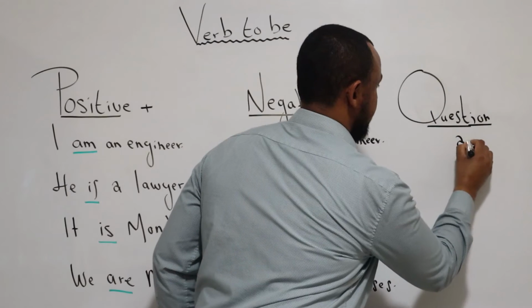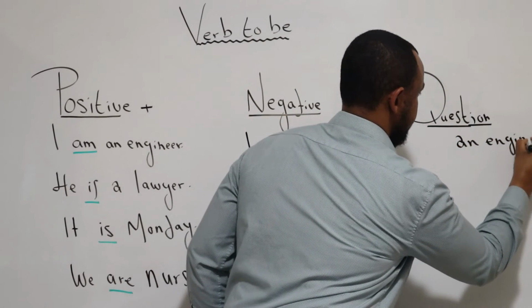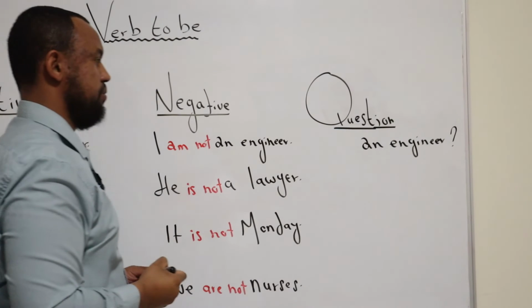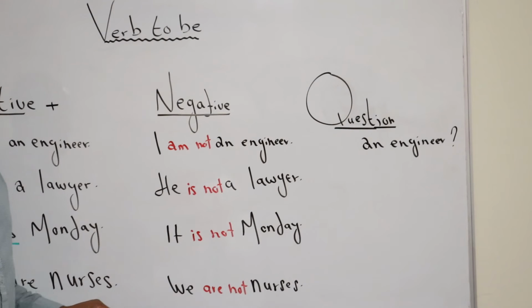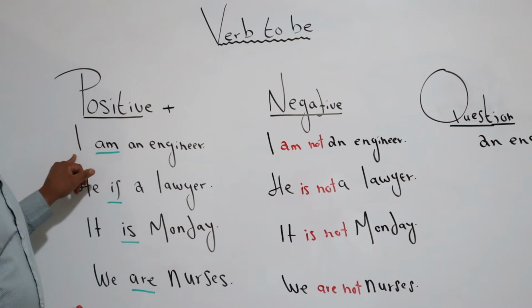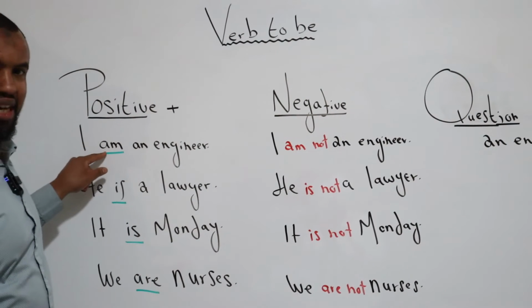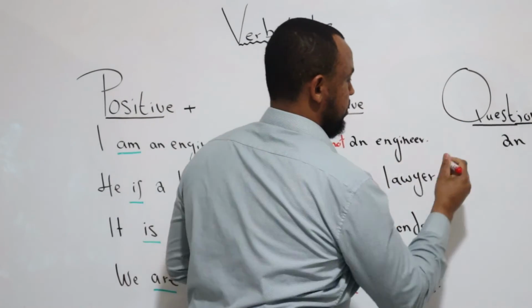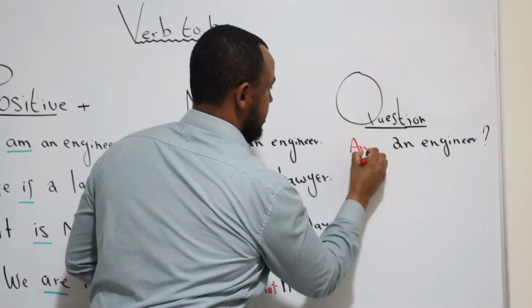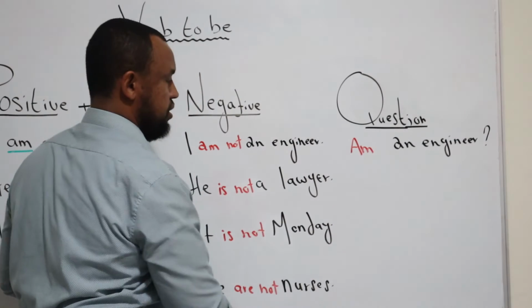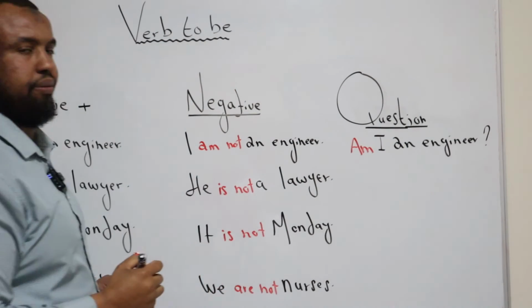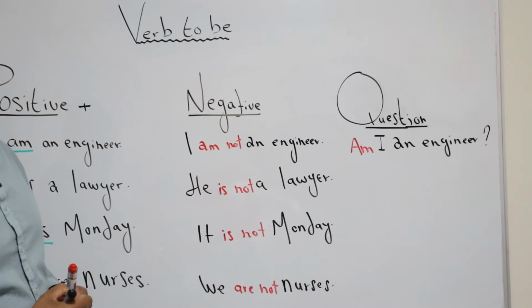An engineer. Don't forget to put the question. Right. What do you think? What did we say at the beginning? We said that with the verb to be for I, we use the am, correct? So if we take the am and put it here, it becomes an engineer. Am I an engineer? Okay? Am I an engineer? Clear so far?